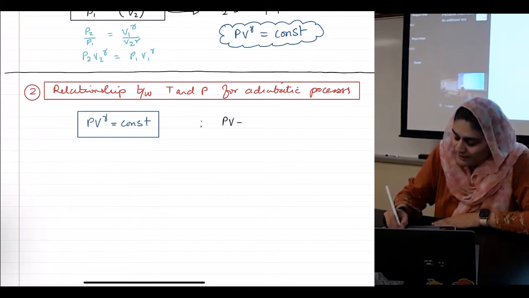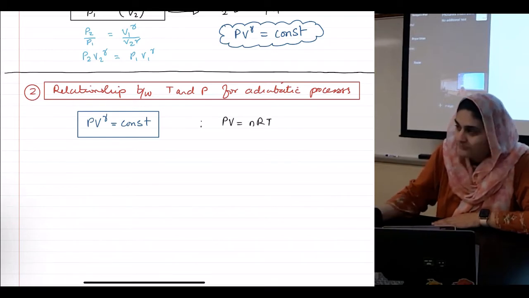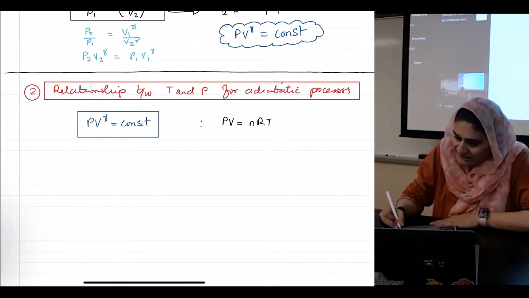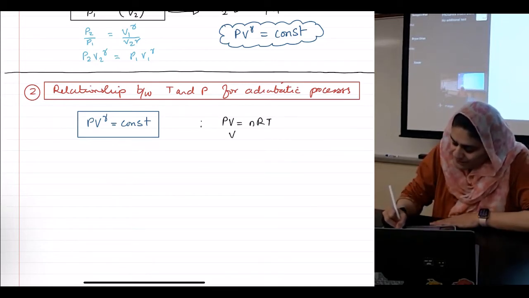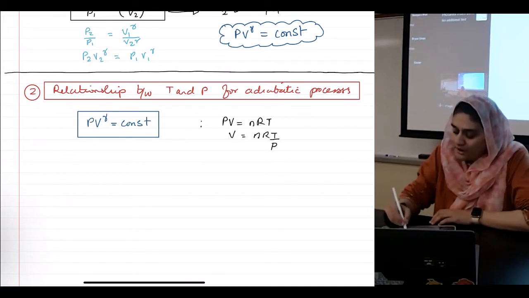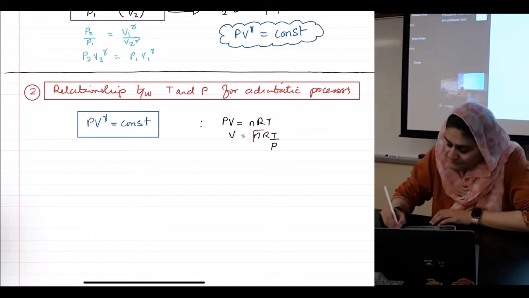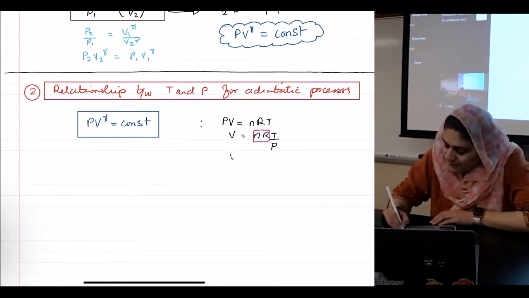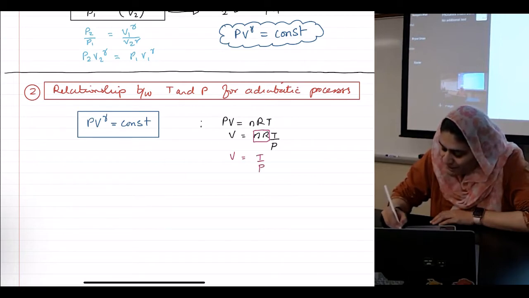What do I know about ideal gases? Okay, so may I write this as V equals nRT over P? Are these two constants? So may I rewrite this as T over P with some constant? Can I write this as proportional?